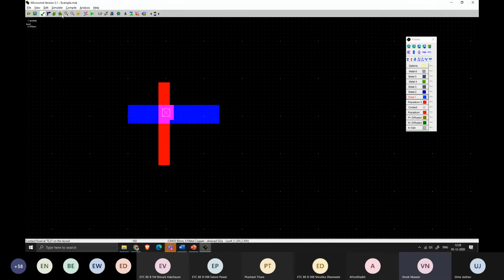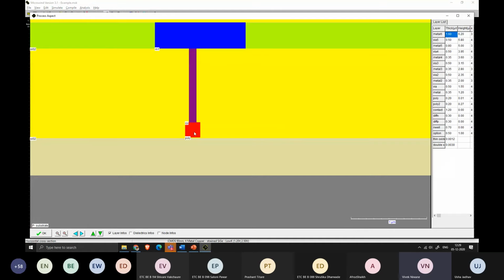Okay, and I stretch. Then I once again give a cut at this point. Can you see the dotted line? So I am cutting our layout at this line. So you can see now this polysilicon and this metal is connected through via after placing the contact.